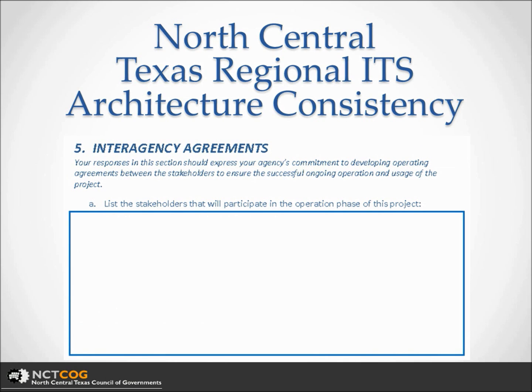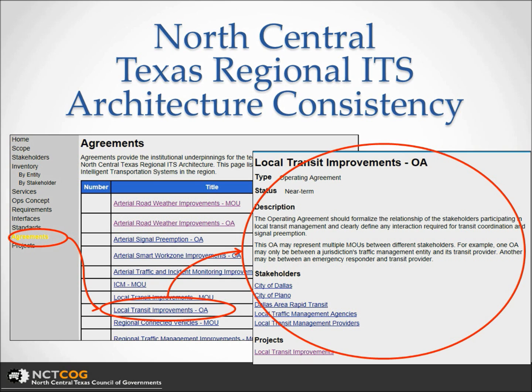The next section is Interagency Agreements. It asks you to list the stakeholders that will participate in the operational phase of this project. Again, this may be found on the architecture website under the link for agreements. The Local Transit Improvements Operating Agreement on this page can be clicked on to be given a complete description of the Local Transit Improvements Operating Agreement and its requirements, and a list of the stakeholders.